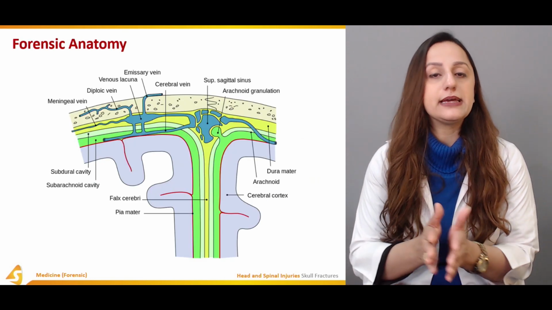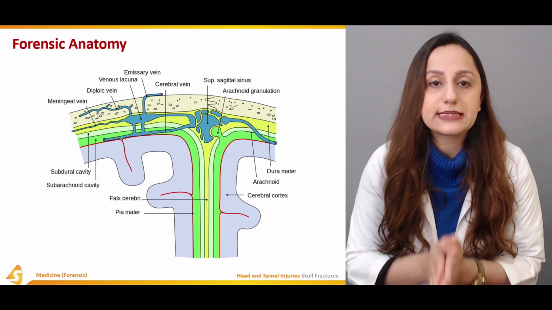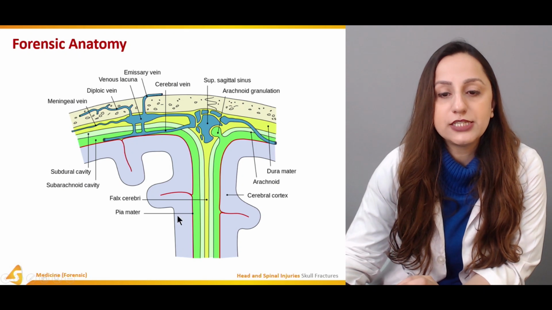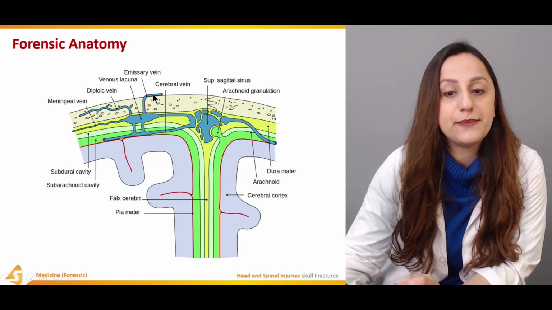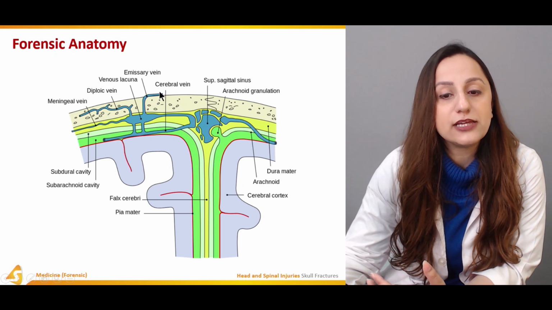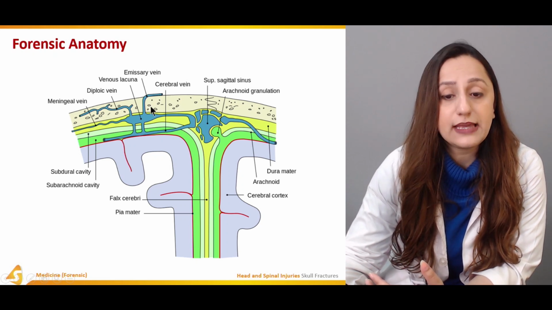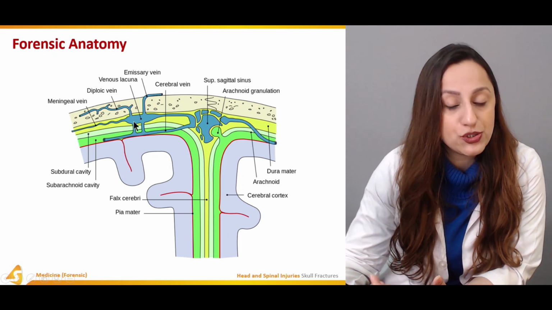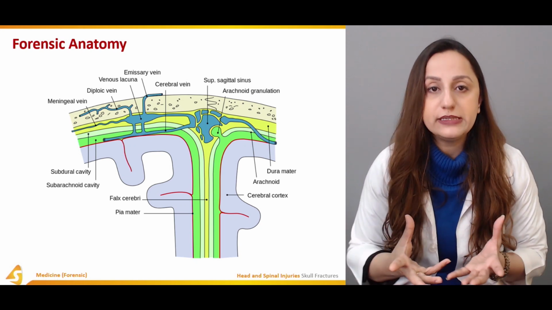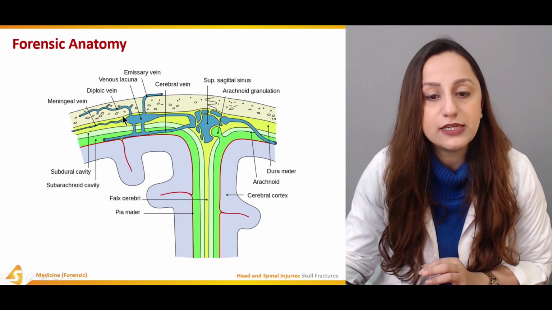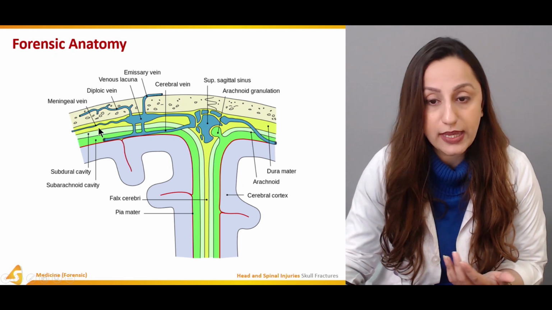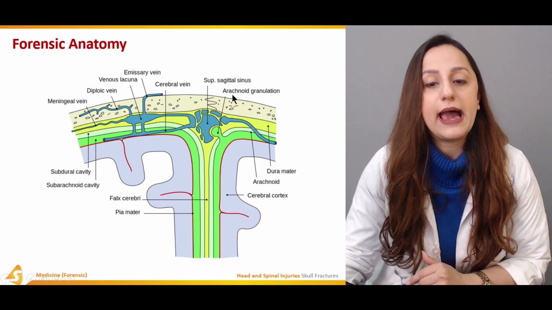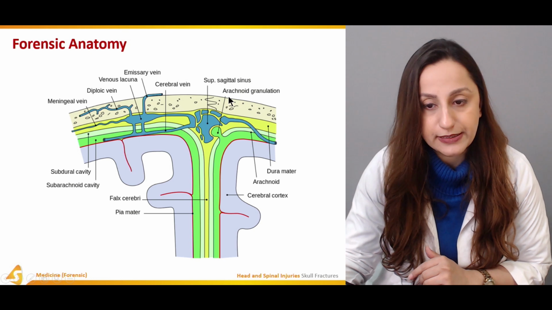Now regarding the forensic anatomy of the scalp or the skull, it's very important. The inner and the outer tables are very important. Starting over here, we have the emissary vein, which is lying just on top of this bone. Then we have the diploic vein, and moving on, we have the venous lacunae, that are the pools of venous blood. And then we have the tributaries, which are known as the meningeal veins. Then over here, we have the superior sagittal sinus, and the arachnoid granulations are lying over here.